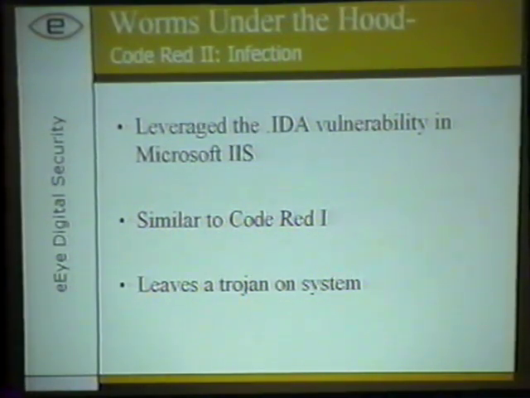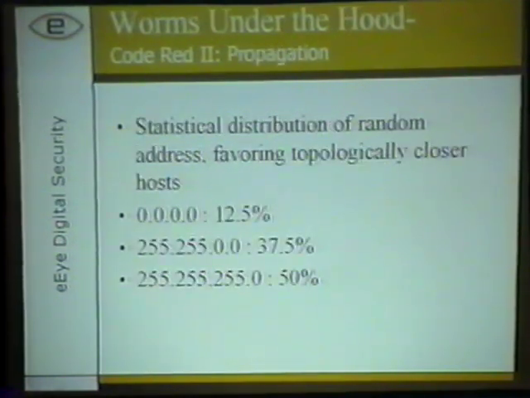One of the other things that it did was leave a physical Trojan on the system, which could easily be used to identify the existence of Code Red 2. As far as propagation, Code Red 2 was very, very much smarter than Code Red 1. It used a statistical distribution on target selection that seriously favored hosts on the same class C subnet, followed by favoring class B subnets, and then a small percentage of them could spread to any host on the internet. Now I'm going to show you the pieces of code that actually do this.